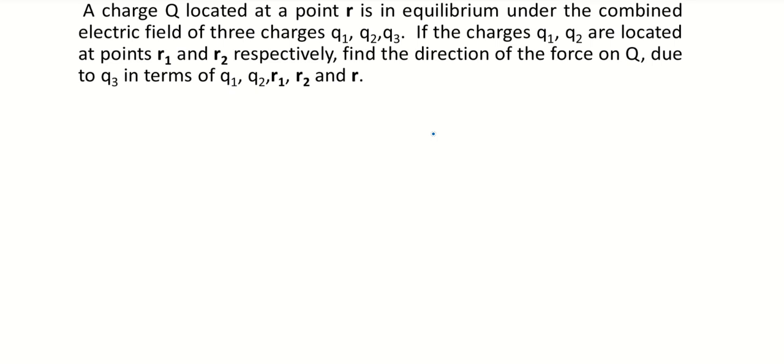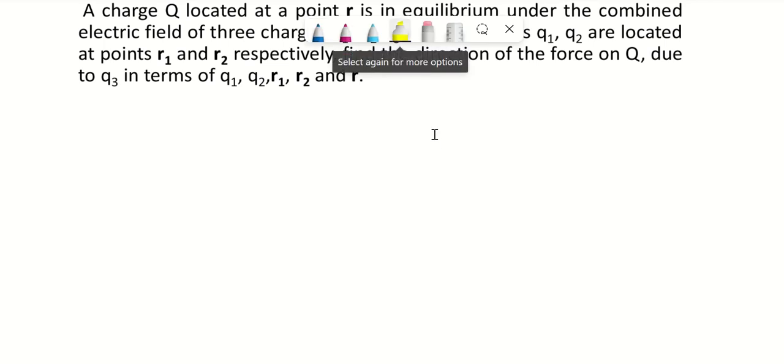Let's solve this problem. A charge Q located at a point R is in equilibrium under the electric field of three charges Q1, Q2, and Q3. The locations of the two charges Q1 and Q2 are R1 and R2 respectively. We have to find the direction of the force on charge Q due to Q3 alone.